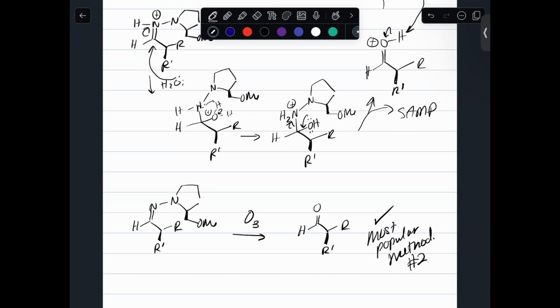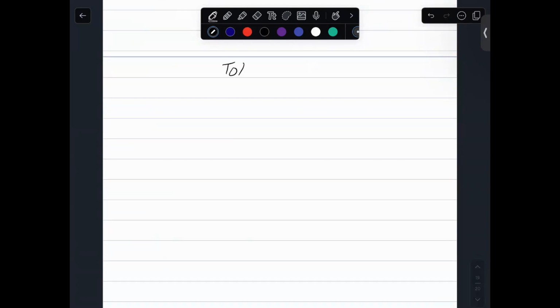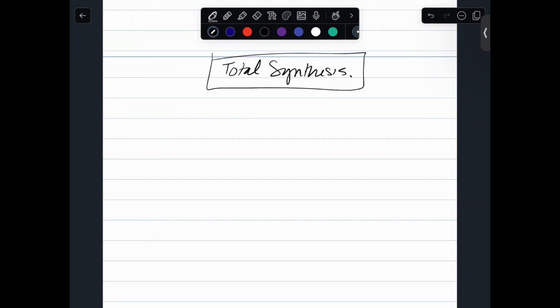Okay, so now let me go ahead and introduce a total synthesis, and it's probably one of the most popular total synthesis highlighting SAMP and RAMP chemistry. Okay, the following is, excuse me, Zaragozic acid, and it's isolated from fungus.